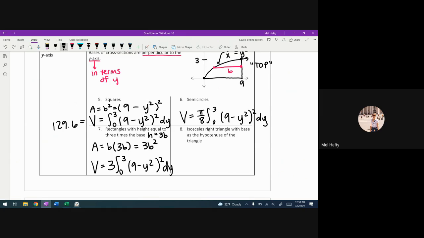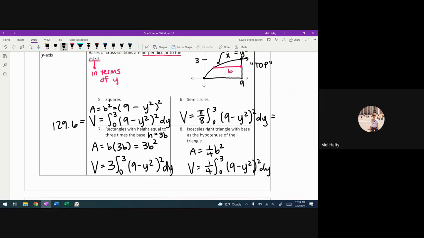All right, last one. We have an isosceles right triangle with the base as the hypotenuse. Anyone remember our area formula? 1/4 b squared. So for my volume, I'm chucking a 1/4 out front. I can show you.